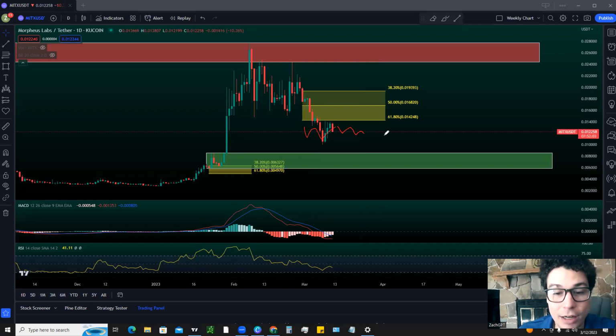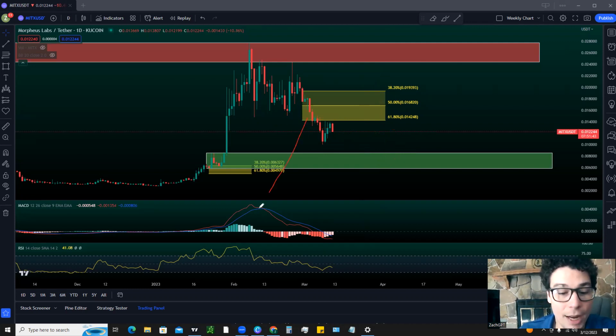But these areas right here are not going to be quality areas for an entry, really, because you're not sure if we're just ranging in between our zones ultimately before we break out to the upside or break out to the downside. This is what I like to call no man's land. Okay.